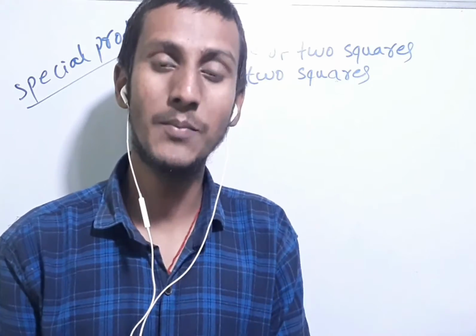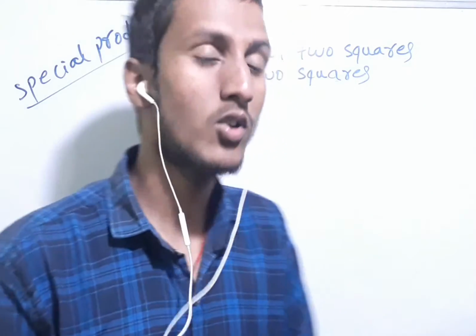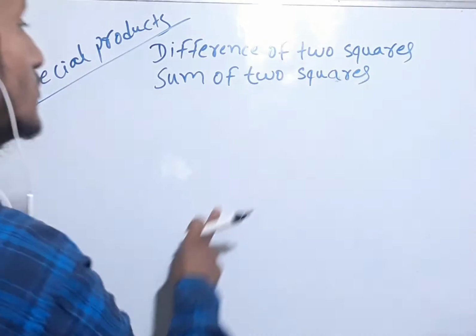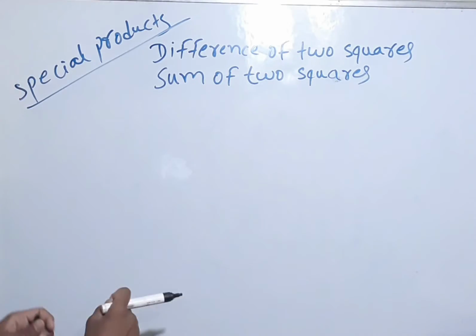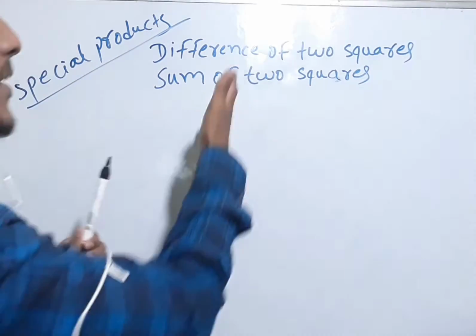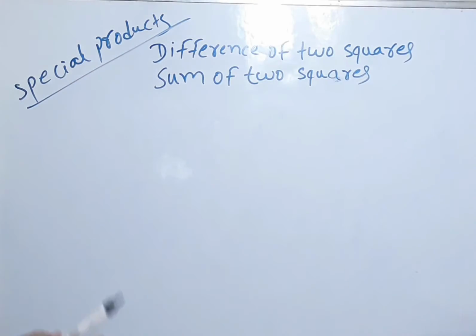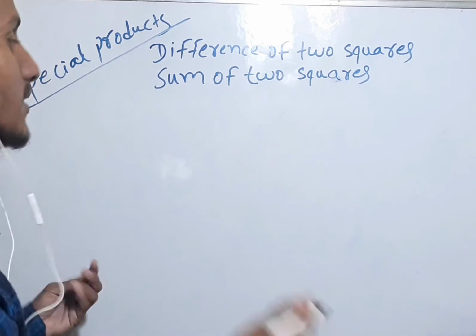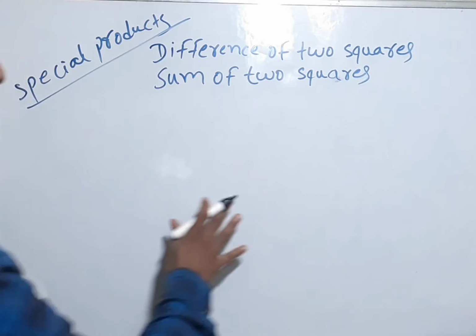This is Algebra Fundamentals, and today we are going to talk about difference of two squares and sum of two squares. Okay, so we can talk about this first. If these phrases don't make sense, what is difference of two squares and what is sum of two squares? This will make sense right now.